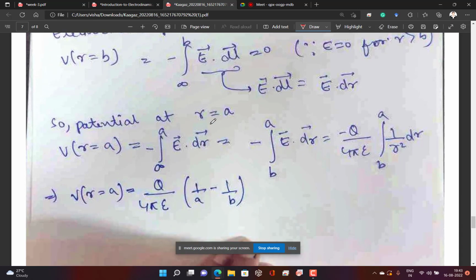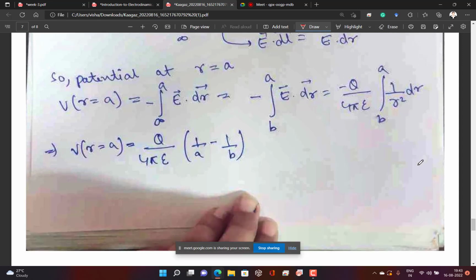Now the potential at R equal to A will be equal to minus the integral from infinity to A of E dot dr. Now we will break this integral into infinity to B and then B to A. From infinity to B it's 0, and from B to A it's this. Now we will solve it. V at R equal to A is Q upon 4 pi epsilon, into 1 upon A minus 1 upon B.